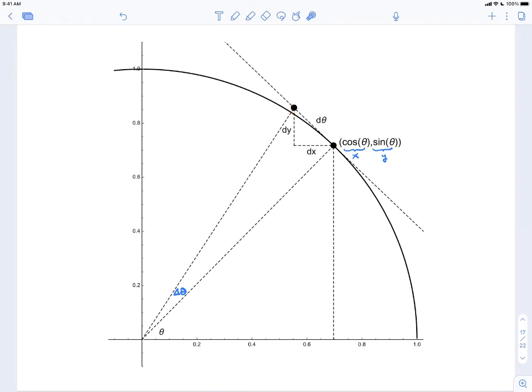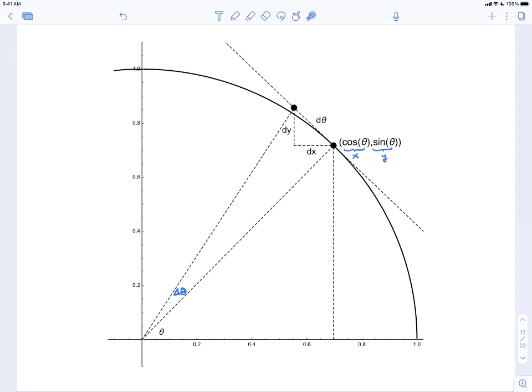Now, in fact, this dx is actually a negative value. We're calling it dx, but in fact, the length is the absolute value of this dx. This dx is actually a negative value because our initial point is to the right of our approximate point. This dy is a positive number because we're moving up.